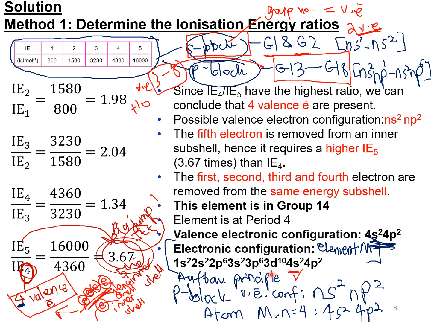Alright. Okay, since you tahu elemen M ni berada pada P block, so since the valence electron untuk elemen M adalah equals to 4, so 4 campur dengan 10 equals to 14. So this 14 adalah group untuk elemen M.